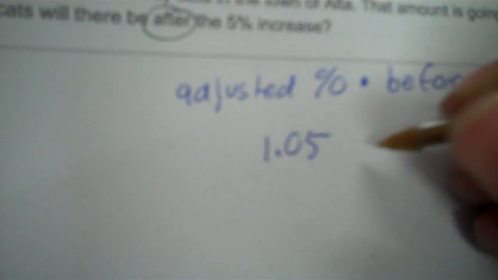Now, you need to move the decimal on this. When you're using it in an equation like this, you need to make the percent a decimal. So you put the decimal at the end and move it twice to the left. So it's 1.05. So that's your adjusted percent factor. Times, and then how many were there before? 500.